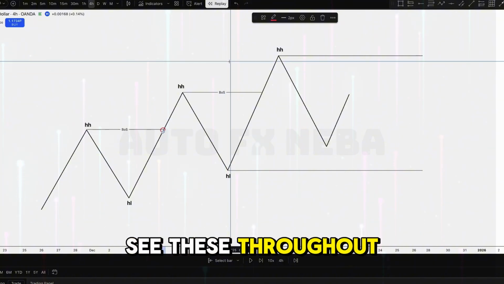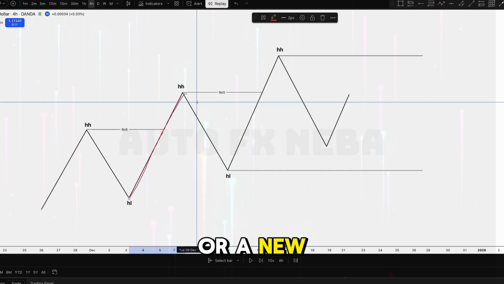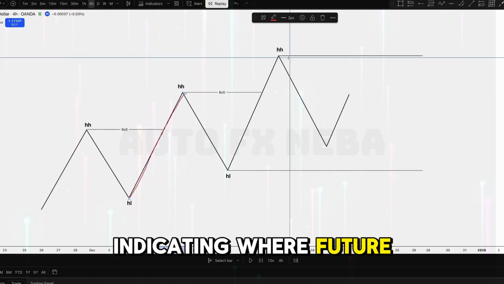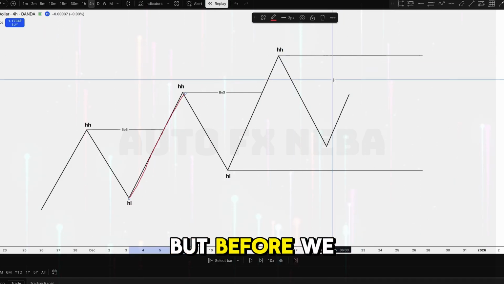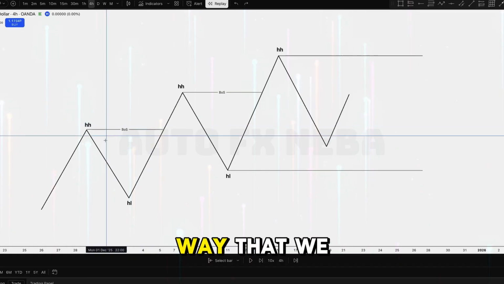So you're going to see these throughout. Here, BOS simply indicates a point where the market has broken into a new high or a new low. Now, these tools are most useful for basically indicating where future breaks or future movements would become relevant. But before we get into talking about how we do this in real time, let me talk about the general way that we want to trade this.